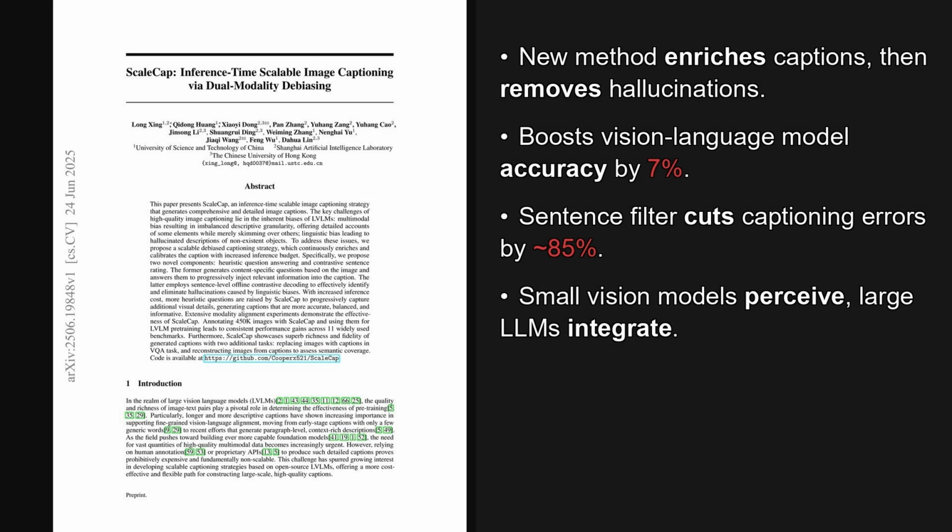So, to wrap things up, the key takeaway here is that ScaleCap offers a really smart, scalable way to get incredibly rich and accurate image captions. By using that 2-step process, asking targeted questions and then filtering out any made-up sentences, it effectively tackles the model's biases. And the big payoff is clear. Training models on these superior captions leads to major performance jumps across a whole range of tasks. It's a powerful framework for creating more comprehensive and factual vision language systems.